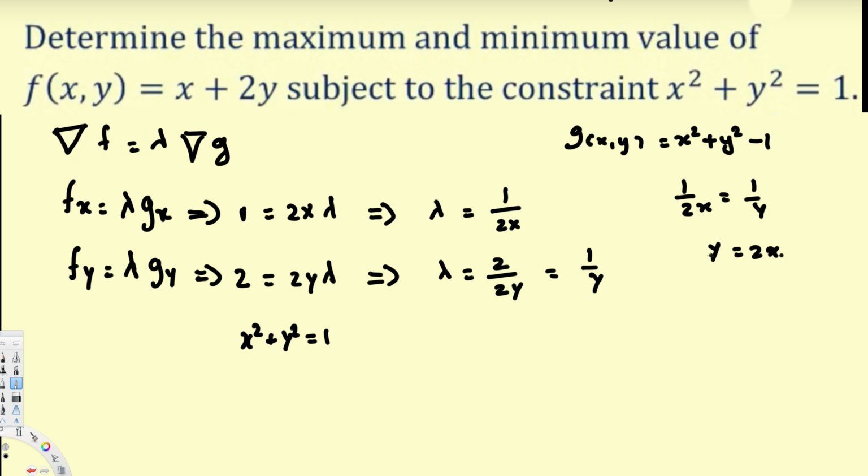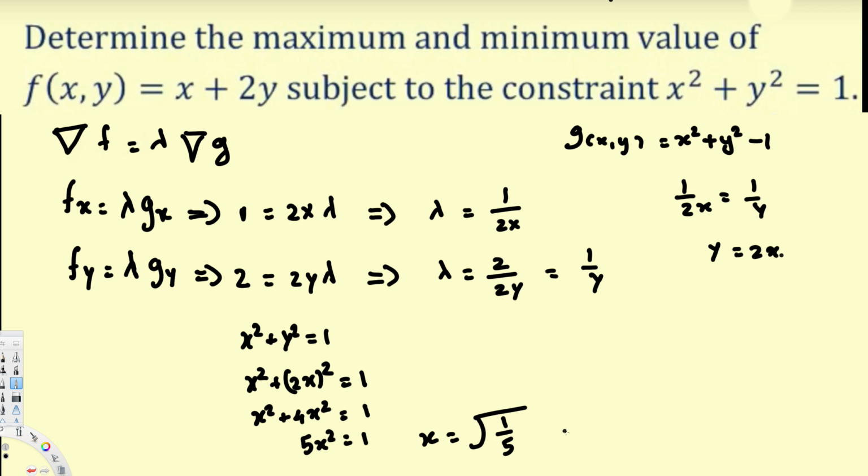Now what I'm going to do is, in the constraint equation, instead of y, I'm going to plug in this 2x. In that way we will bring everything into one unknown variable, so we can solve for x. So this is going to become x squared plus 2x squared, equal to 1, and from this we get x squared plus 4x squared is equal to 1. From this we get 5x squared is equal to 1, therefore x is going to be equal to square root of 1 over 5. Then this is going to become plus or minus 1 over square root of 5. So this is the solution for x. Now we have to find the solution for y. To find that out, we can use this equation.